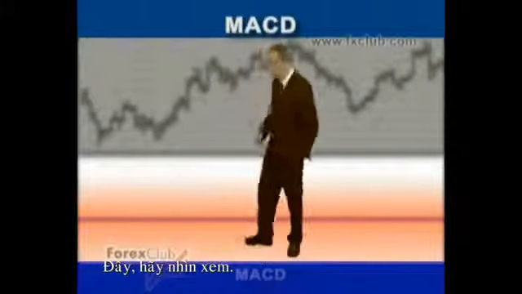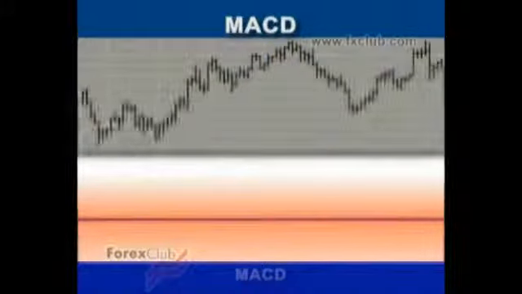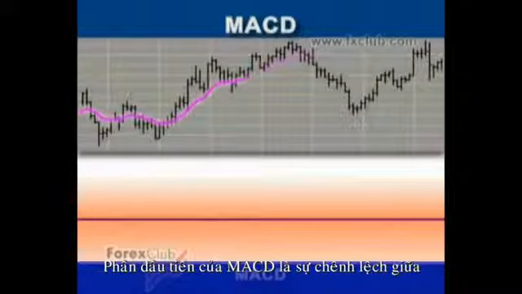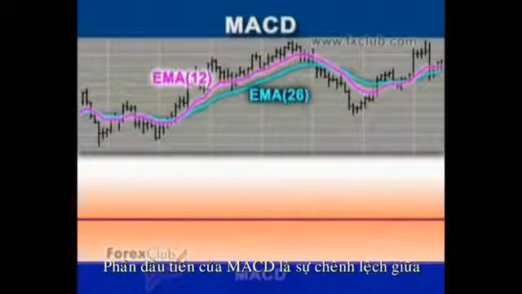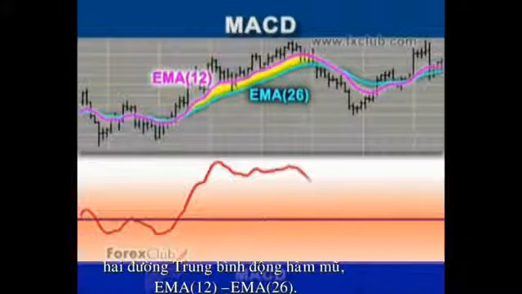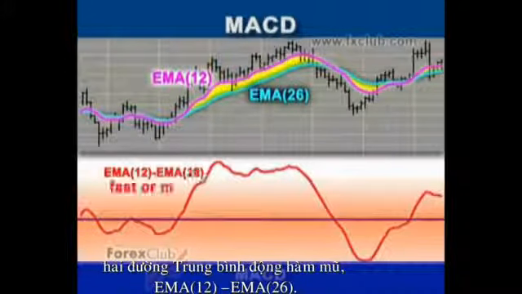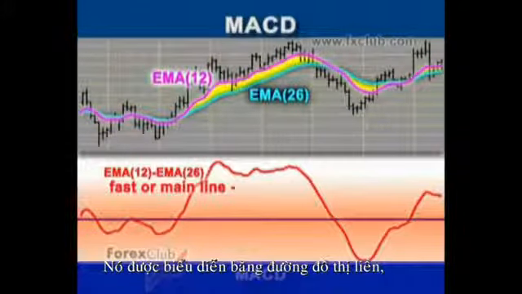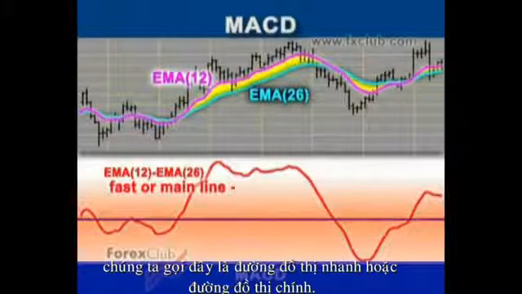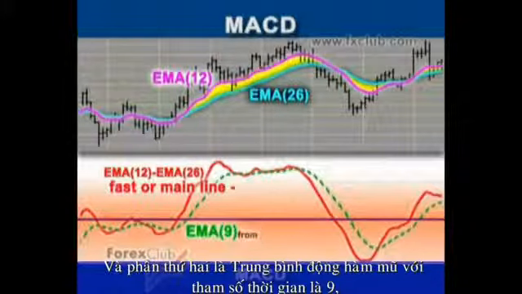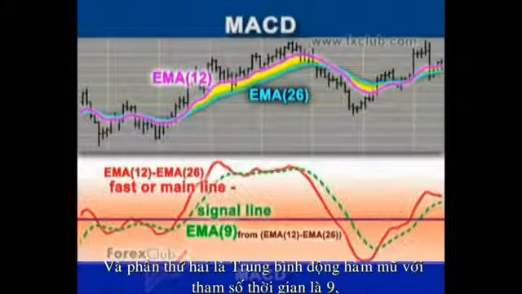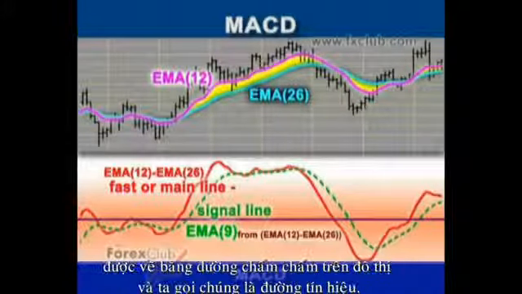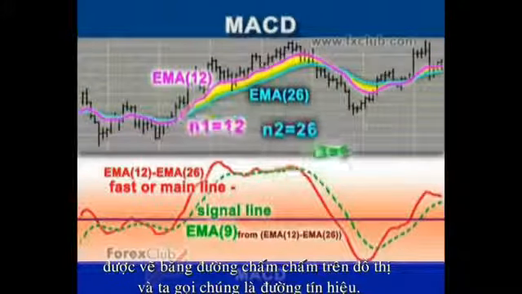Here, take a look at this. The first part of MACD is the difference between two exponential moving averages for 12 and 26 periods. It's drawn as a solid line. We'll call this the fast line or the main line. And the second part is an exponential moving average of this difference for 9 periods. It's drawn as a dotted line on the chart and it's called the signal line.